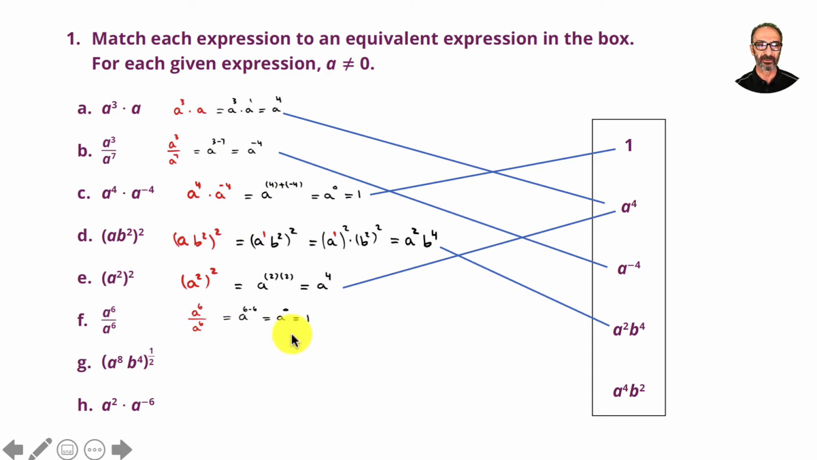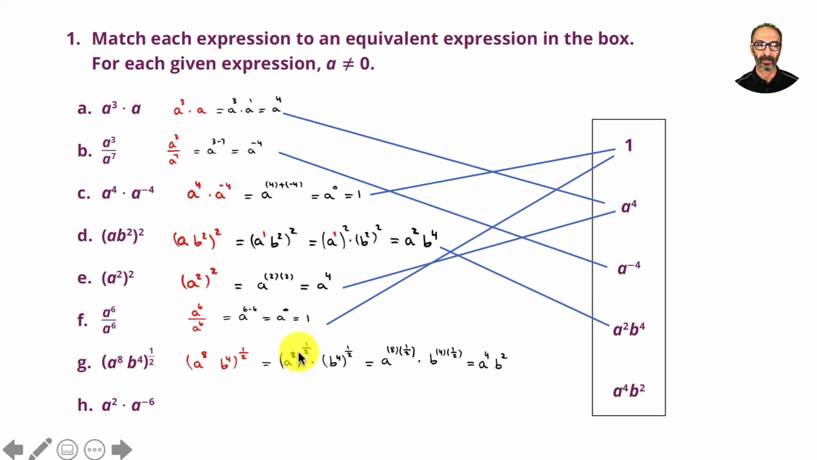Subtract exponents here, you get a to the power 0, which is 1. Here, distribute the half as a power to a to the 8 and b to the 4. Half times 8 is 4. Half times 4, because we multiply the exponents, is 2. And that's the final answer, which is down here.